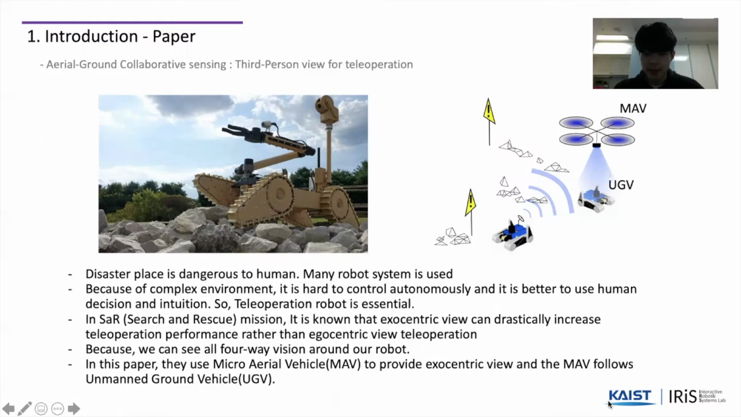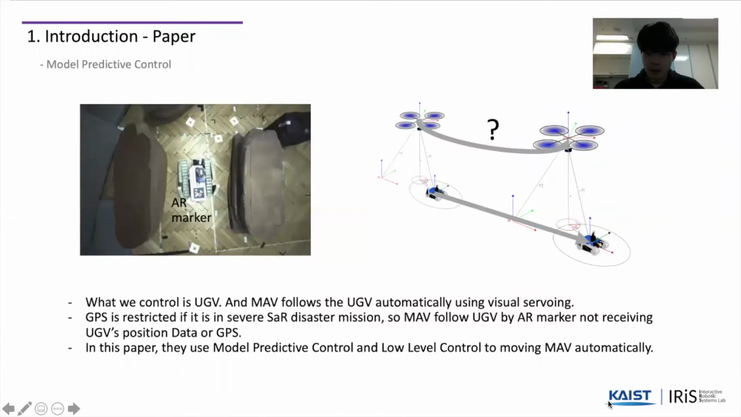In SAR missions, it is known that exocentric view can drastically increase teleoperation performance compared to egocentric view teleoperation, because we can see all four-way vision around our robot. In this paper, they use a micro-aerial vehicle to provide exocentric view, and the micro-aerial vehicle follows the unmanned ground vehicle. What we control is the UGV, and the MAV follows the UGV automatically using visual servoing.